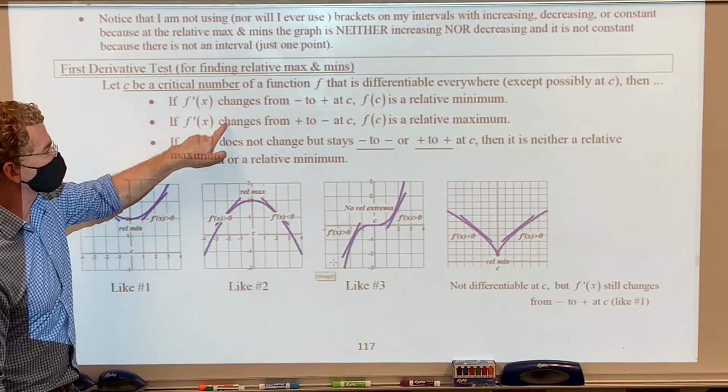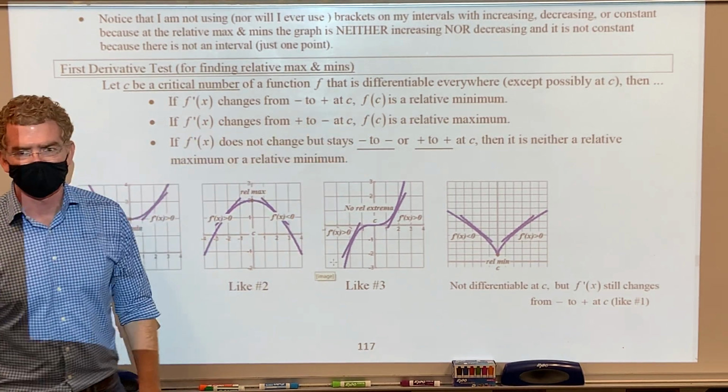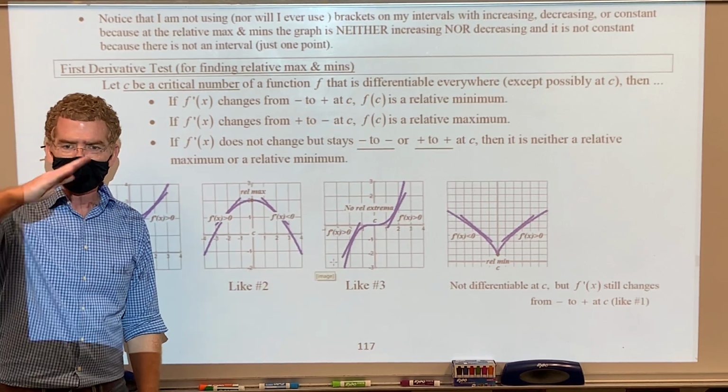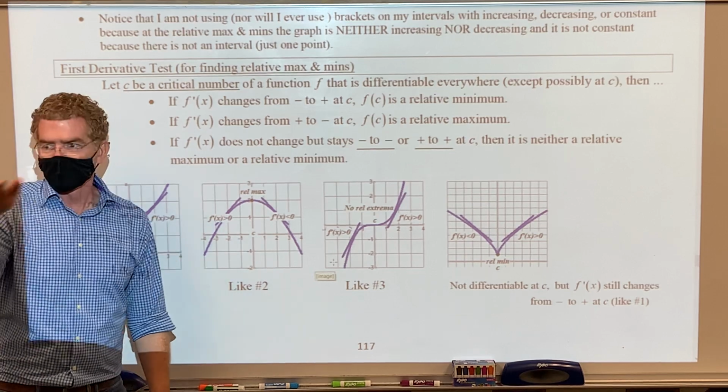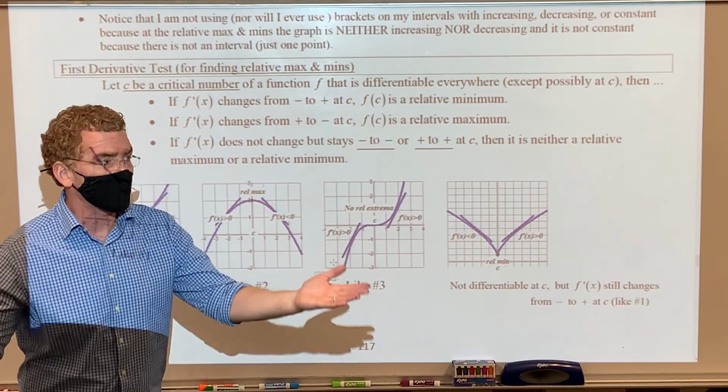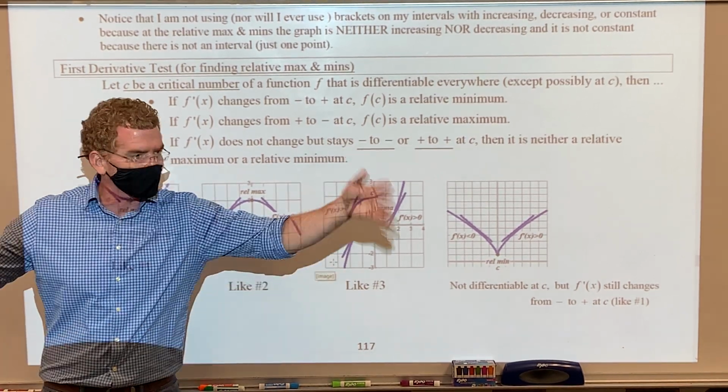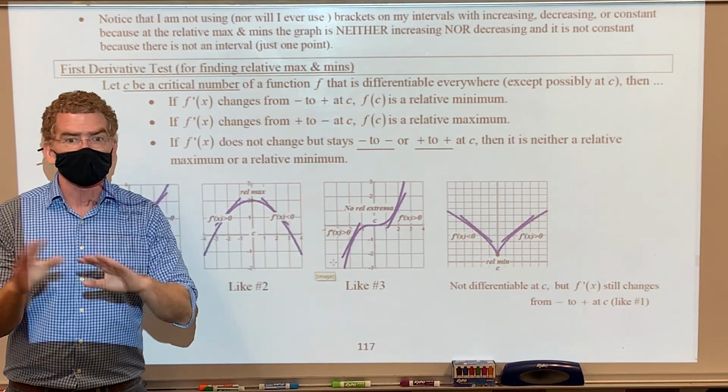What if the derivative changes from positive to negative at that C value? Positive slope, 0, negative slope. What's that look like? Relative max. Might be a max. I'd have to check it along with all the other endpoints, right? And all the other critical numbers.